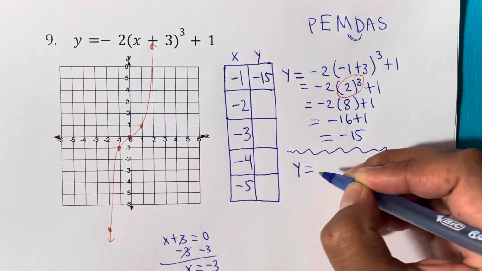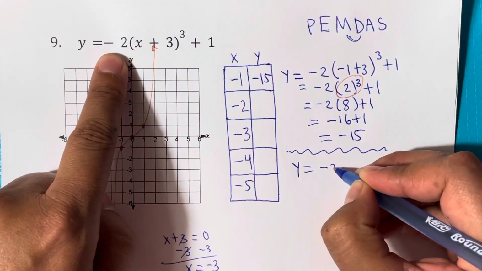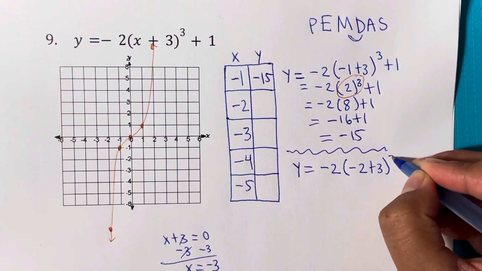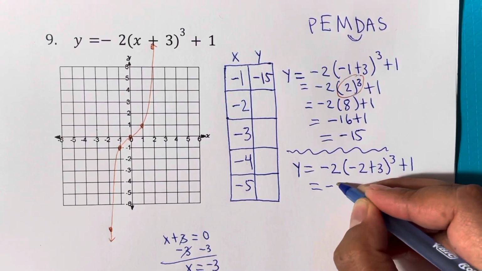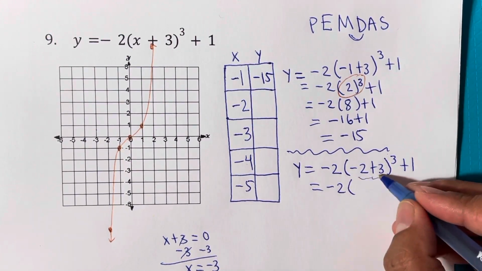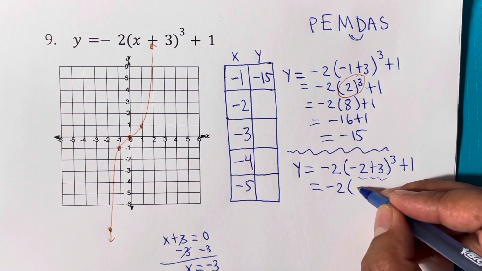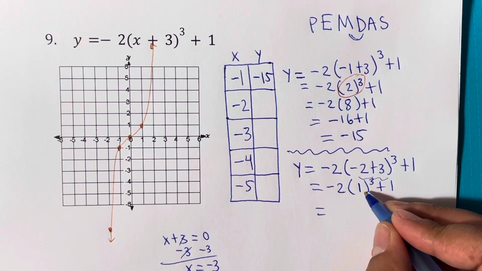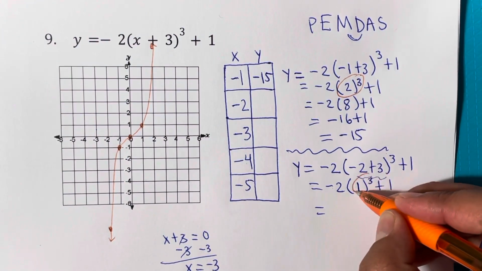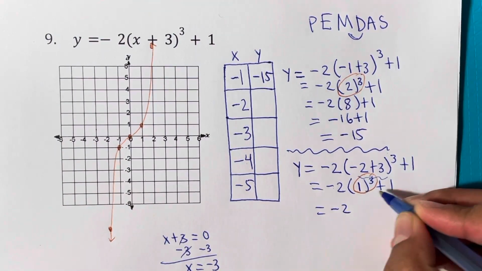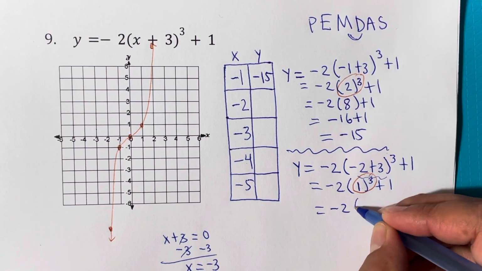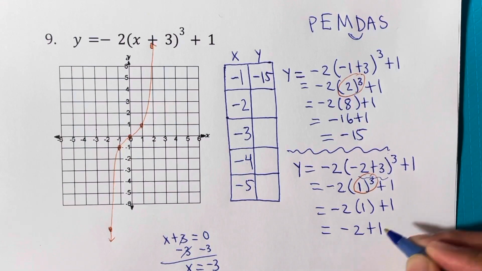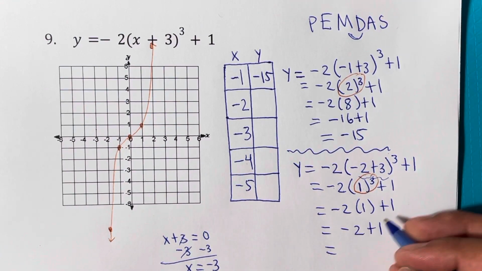For the next one, we're going to do negative 2. Y equals negative 2 times the value of x, which is negative 2 plus 3 cubed plus 1. Negative 2, do the parentheses first. Negative 2 plus 3 is 1 cubed plus 1. After that, you do the exponent. So bring down the negative 2, and then 1 times 1 times 1 is 1 plus 1. Negative 2 times 1 is negative 2 plus 1, which gives me negative 1.